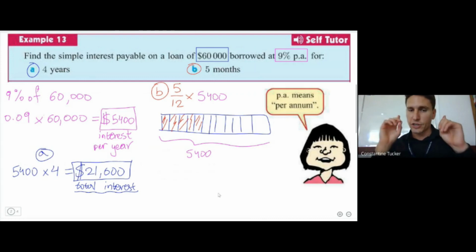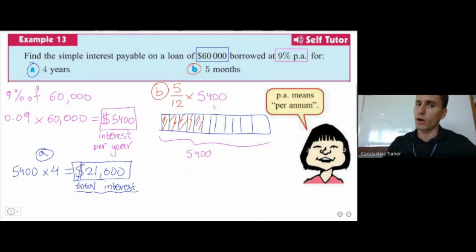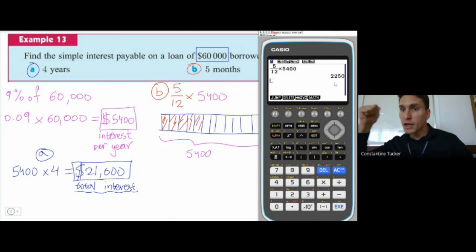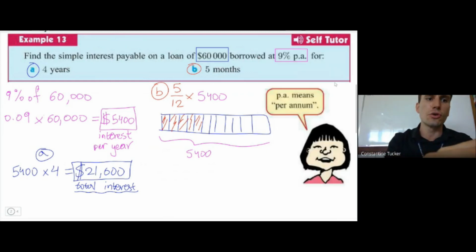All right, so here we go. The idea is this. 5/12 of 5,400. How do we do this in one step in the calculator? Well, our calculator has an option for a fraction. So 5/12 is the fraction, and we want to multiply with 5,400. The calculator then can tell us immediately that's going to be 2,250. So this is equal to, you will be able to use a calculator, absolutely, 2,250.